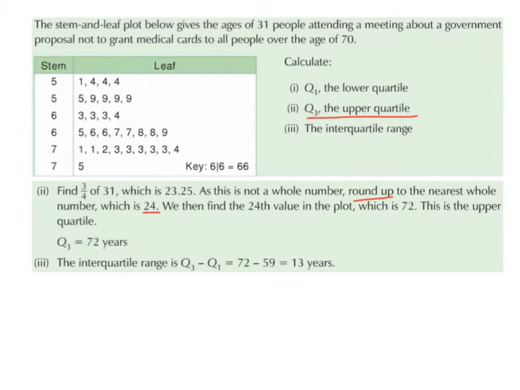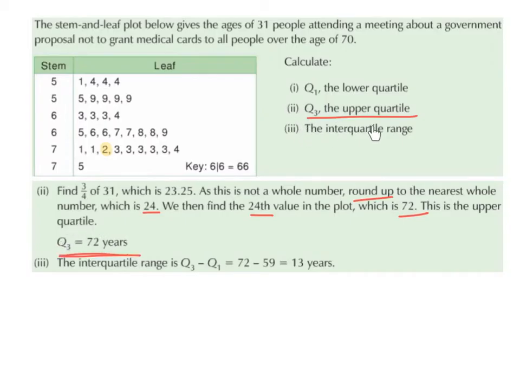24 is not the upper quartile. The 24th value is the upper quartile. So we find the 24th value in the plot, which is 72. Again, we count along from the start until we find the 24th value. 1, 2, 3, 4, 5, 6, 7, 8, 9, 10, 11, 12, 13, 14, 15, 16, 17, 18, 19, 20, 21, 22, 23, 24. So 72 is our Q3 or our upper quartile. So Q3 equals 72 years.